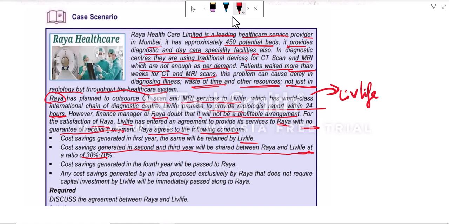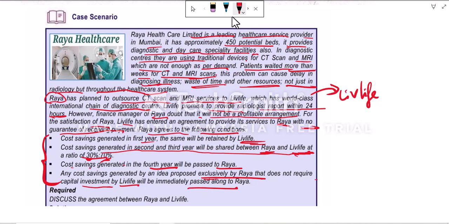What is the agreement? They will not receive any guaranteed payment for referring the patient, but they have agreed to the following things. In the first year, they will not receive anything; only Live Life will retain all the amount. In the second year, Raya will receive 30% and Live Life will receive 70%. In the third year as well, and cost saving generated in the fourth year will be passed completely to Raya. Any cost saving generated by an idea proposed exclusively by Raya that does not require capital investment by Live Life will be immediately passed on to Raya.